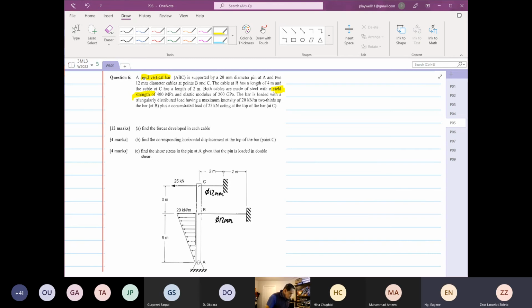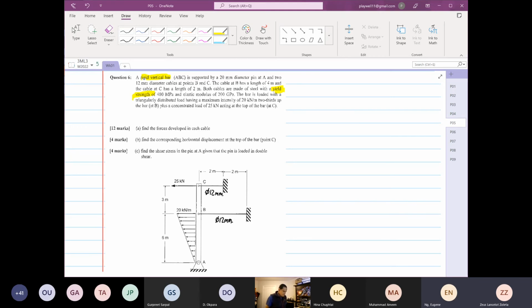And the elastic modulus is 200 gigapascals. The bar is loaded with a triangular distributed load of 20 kilonewtons maximum, two-thirds out of the bar, plus a concentrated load of 25 kilonewtons acting at the top of the bar at point C.